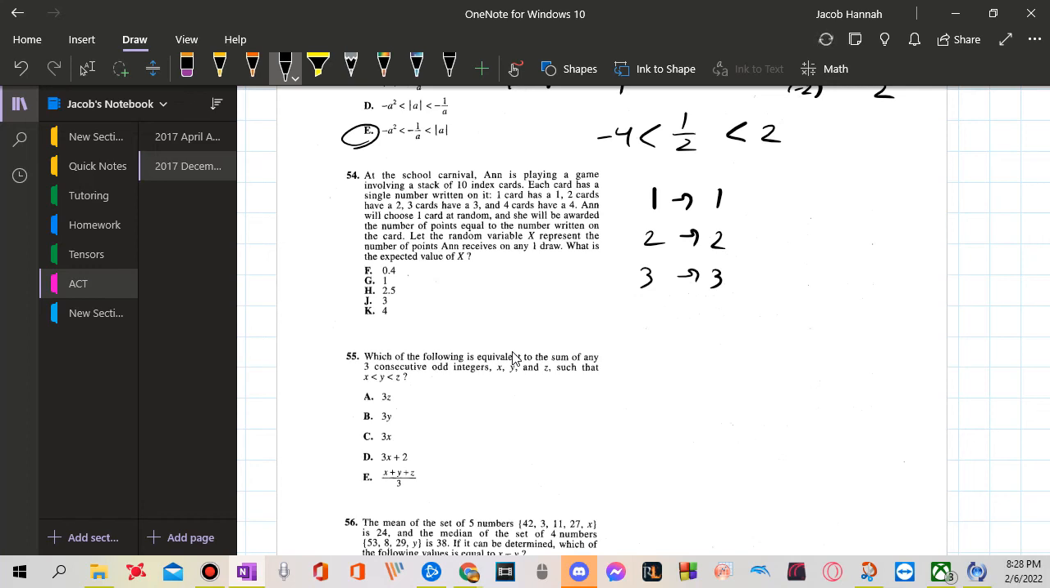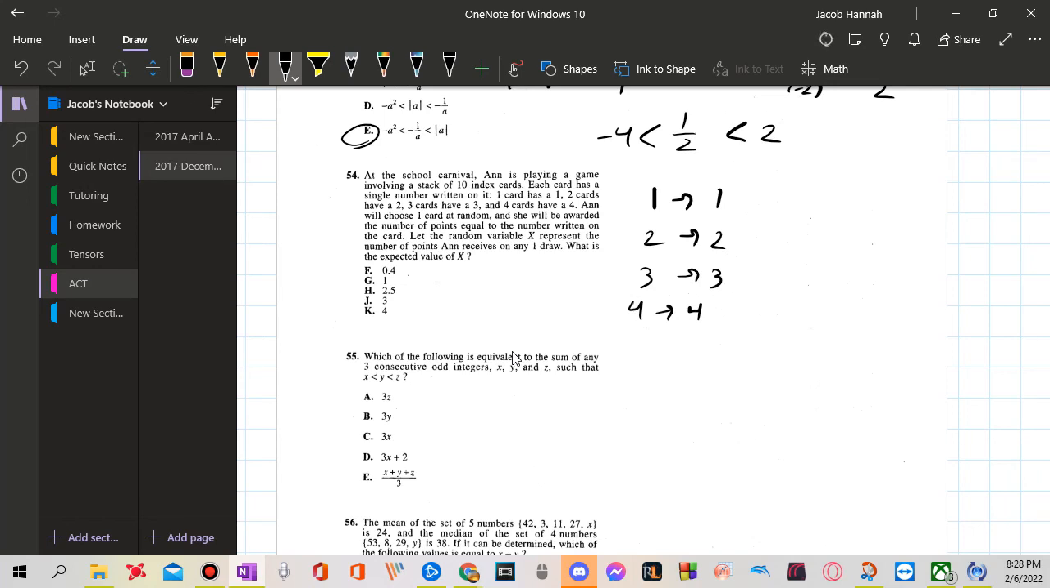Alright. And 4 cards have a 4. If she chooses 1 card at random, she'll be rewarded a number of points equal to the number written on the card. Let the random variable x represent the number of points she receives on any one draw. What is the expected value of x?